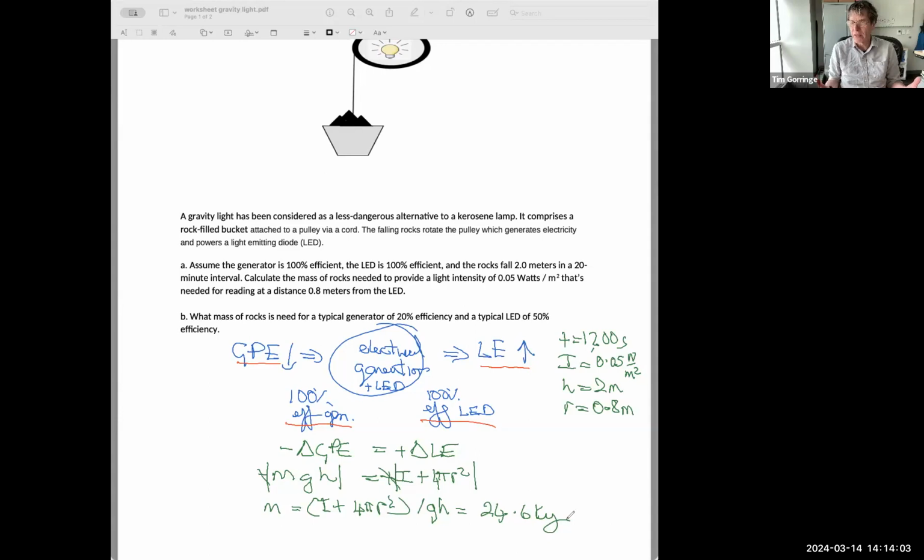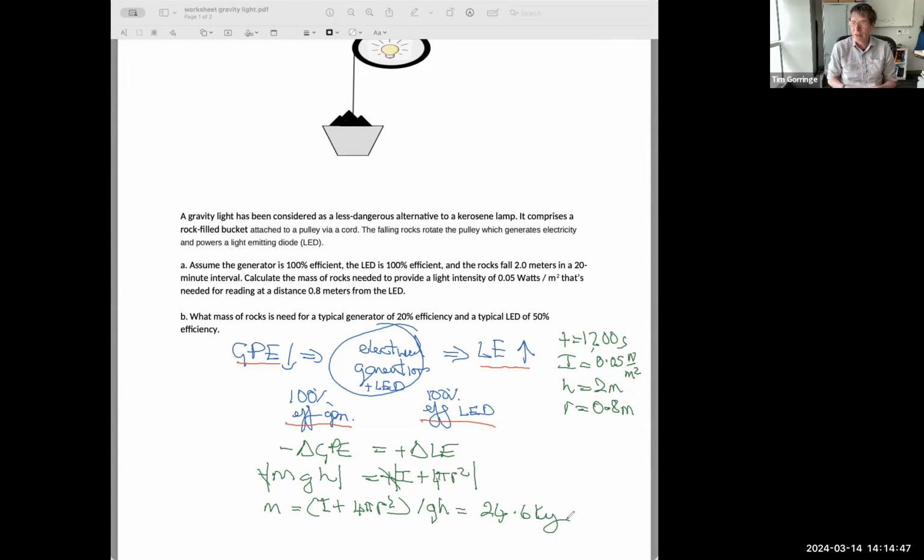What is 24.6 kilograms? Maybe I'm guessing it's sort of the mass of a medium to large size dog. So it's like lifting up a medium to large dog. And then you're going to let that mass, whether it's a dog or rocks, fall 2 meters. And then, 20 minutes later, you have to do the same thing. You're going to have to lift up this 24.6 kilograms of rocks, and then let it fall over the next 20 minutes, and then again and again and again. So I think that's okay, reasonable to read by.